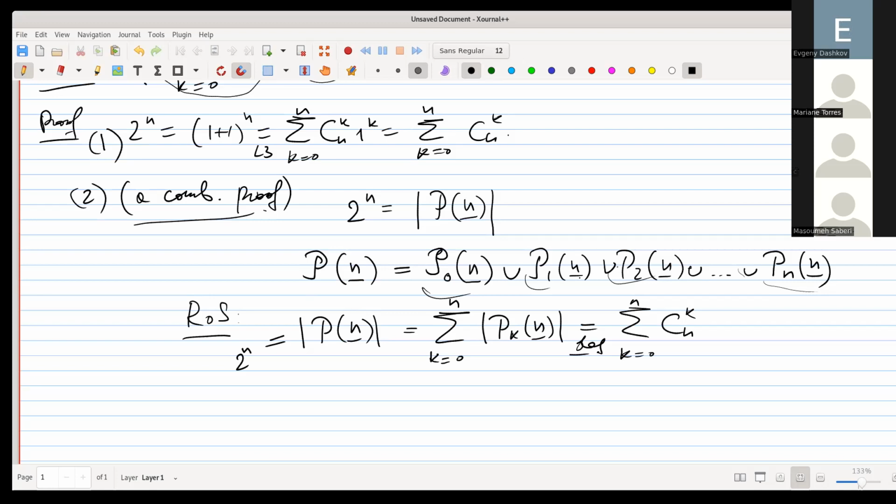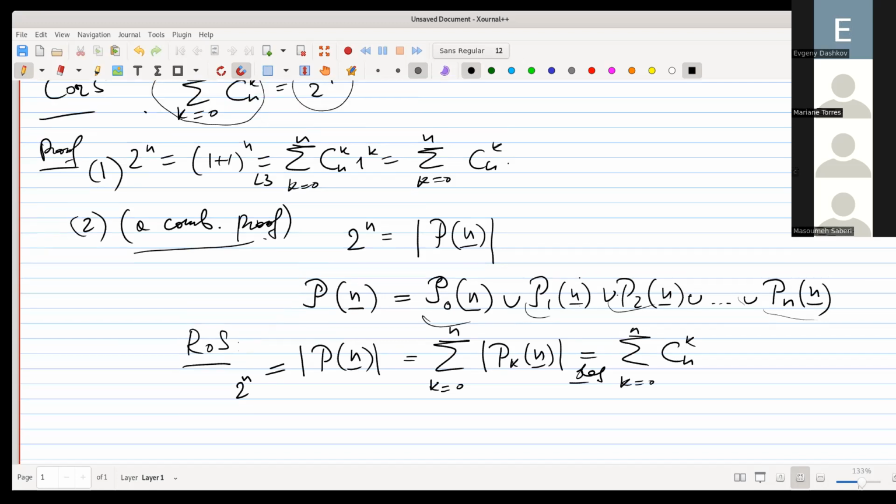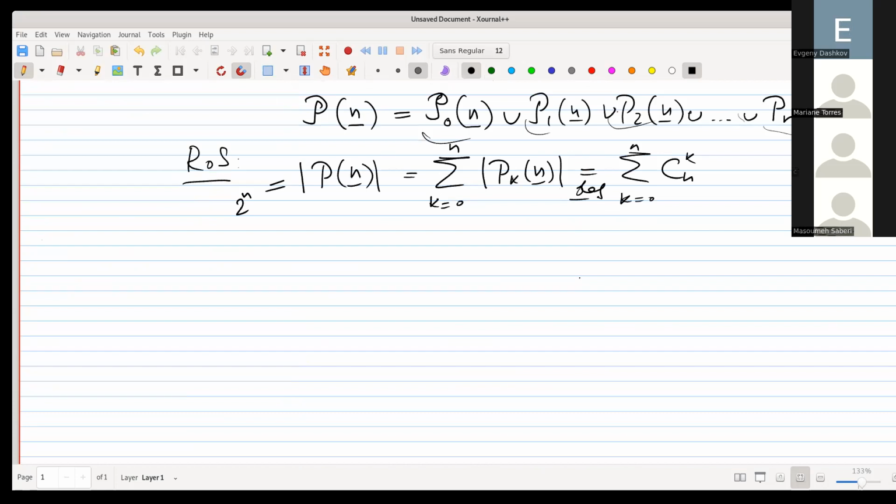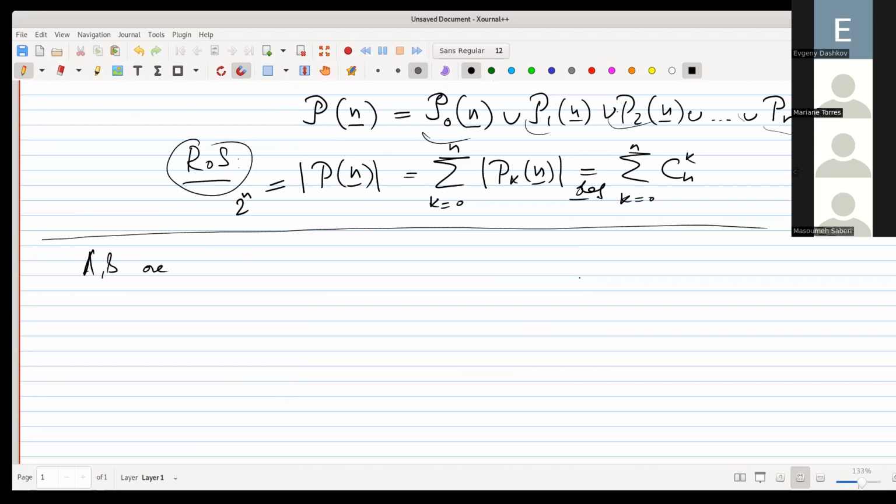Yes. Okay, that's it. This is a combinatorial proof to the same result. And now, let us make a step back and return to one important idea, to this very rule of sum, namely, given A and B are finite, then the union is finite, and moreover, we can compute the cardinality of this union. What is it?